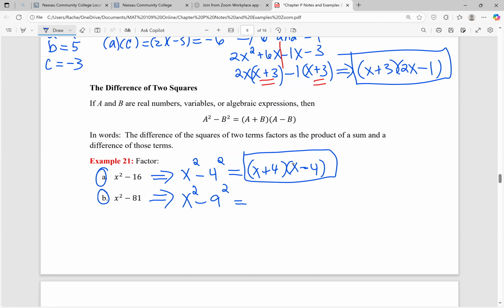So look, here's like my a squared, and then think of 9 as your b, right? So I have x, which is a, right? So x squared minus my b squared, or 9 squared. So I'm going to factor that as a plus b times a minus b. So we're going to have x plus 9 and then x minus 9. And that would be my factored form.